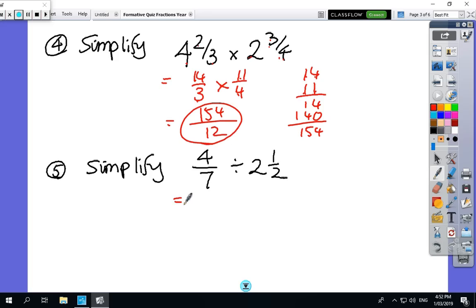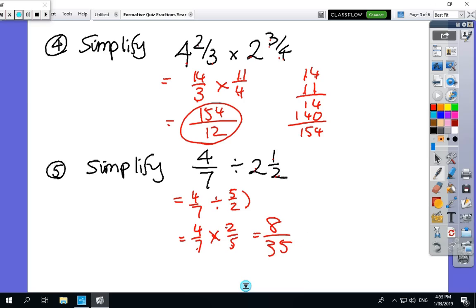Next one. 4 over 7 divided by 2 times 2 is 4, plus 1 is 5 over 2. Then we go 4 over 7, divide becomes multiply, and then we just flip those numbers. So it's 2 over 5. 4 times 2 is 8 over 7 times 5 is 35, and that's the answer.